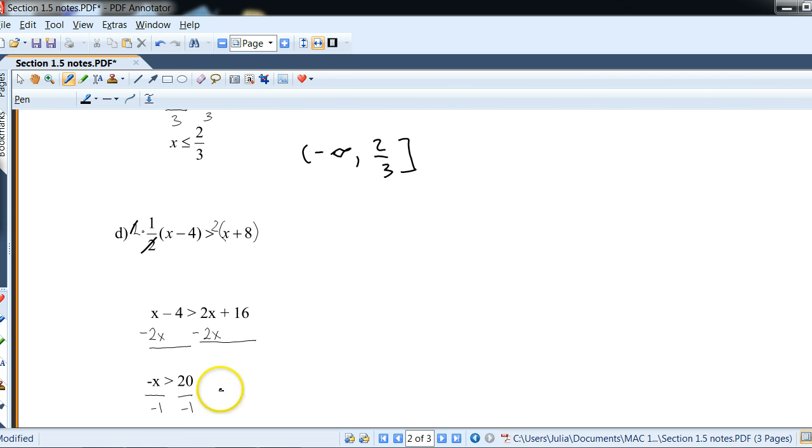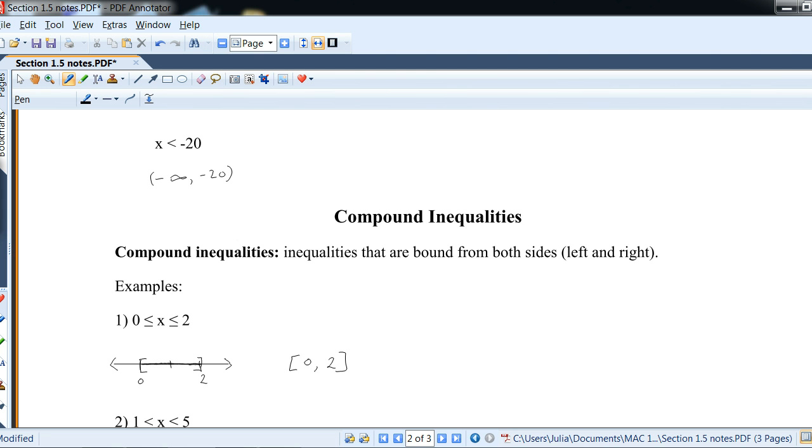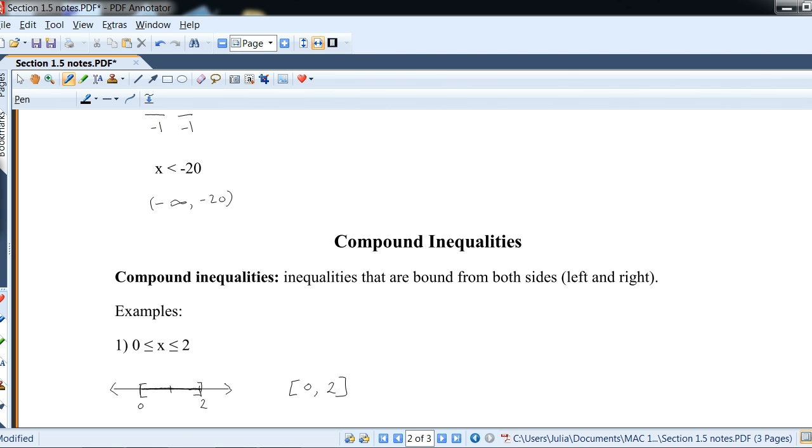And we divide by negative 1. So notice, if you recall, when dividing by a negative, what happens? We switch the inequality. It's less than negative 20. So again, we start at negative infinity up to negative 20 with parentheses. So this was one option, putting x on the left.